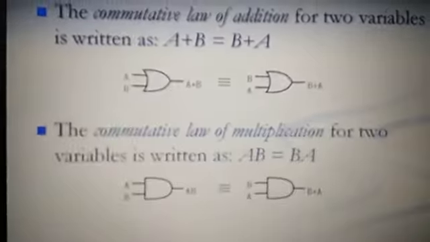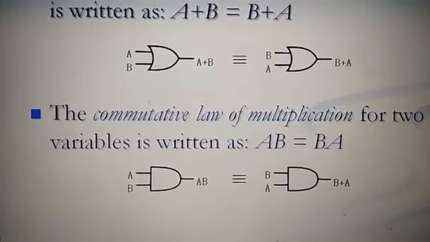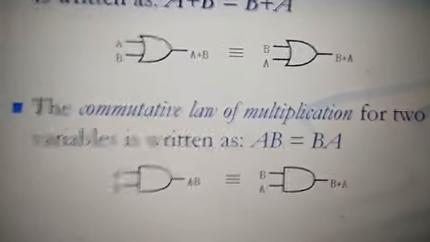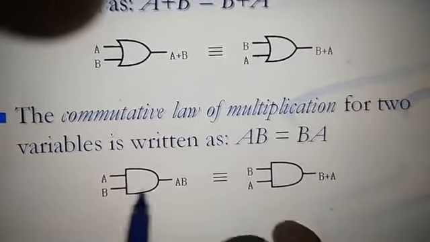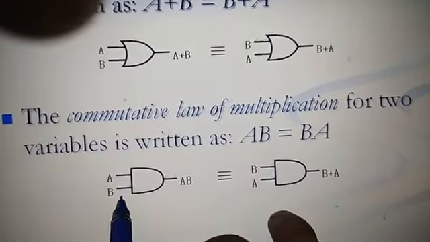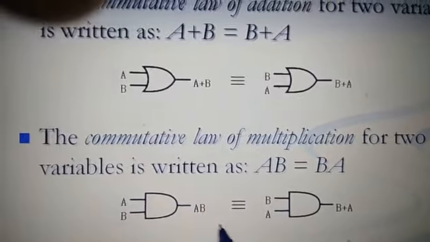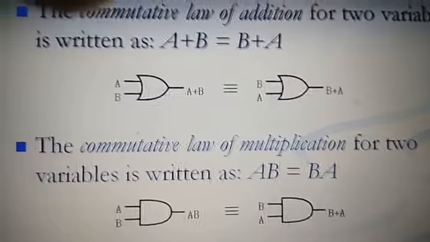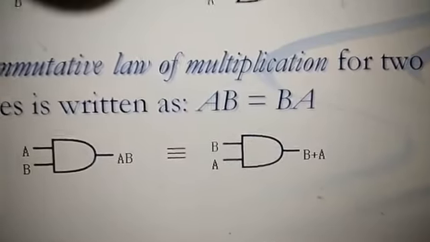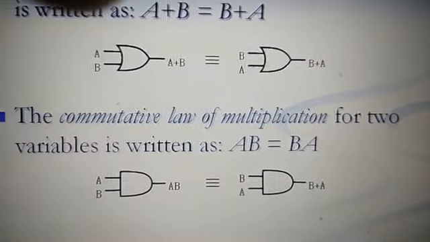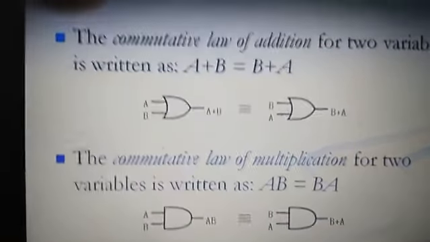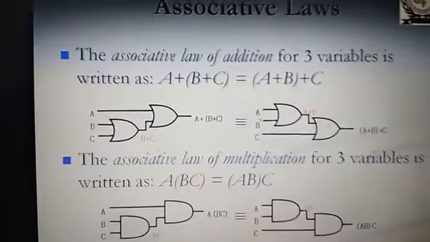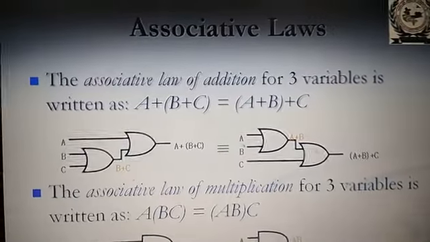to B dot A. In the same way, like addition, this multiplication can also be done. Here you can see AND gate A, B. A is the input, B is the input, A dot B is the product. Or you can change: B is the input, A is the input, B dot A is the product. This is dot here, not sum. So this is the commutative law for the multiplication.